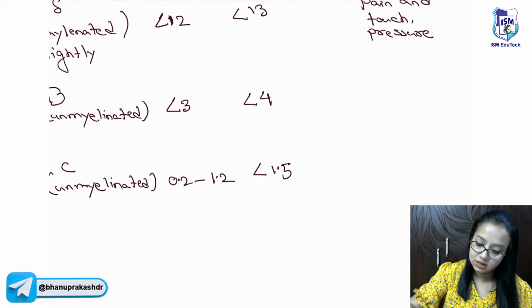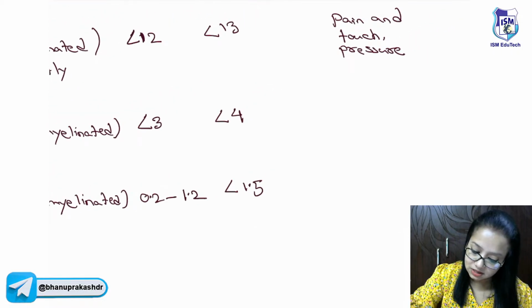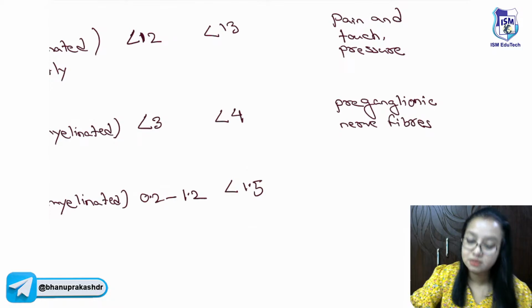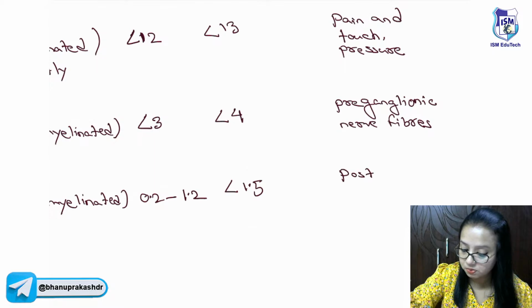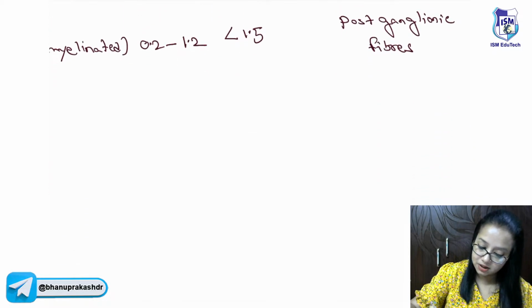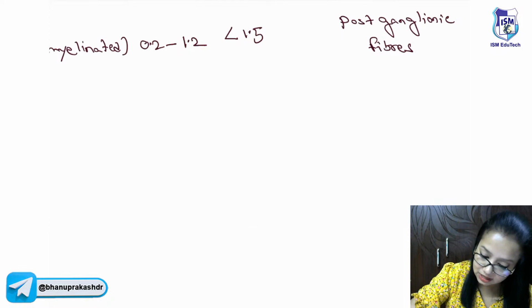So where it is located, in context to the function, B is the preganglionic nerve fibers, and C are mainly the dorsal root and the sympathetic postganglionic fibers.